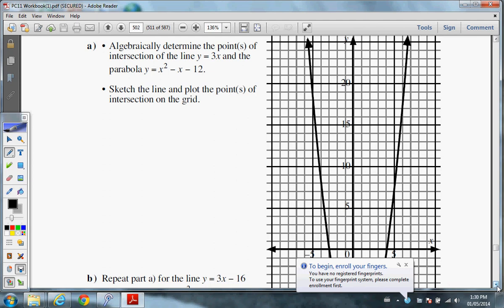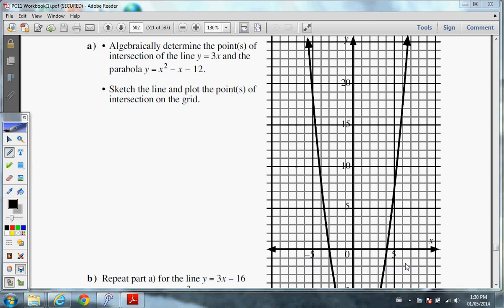Okay, for this part, with my window here, I kind of went out of room, so I'm going to go ahead and just do the work here, and then I'll graph it last.